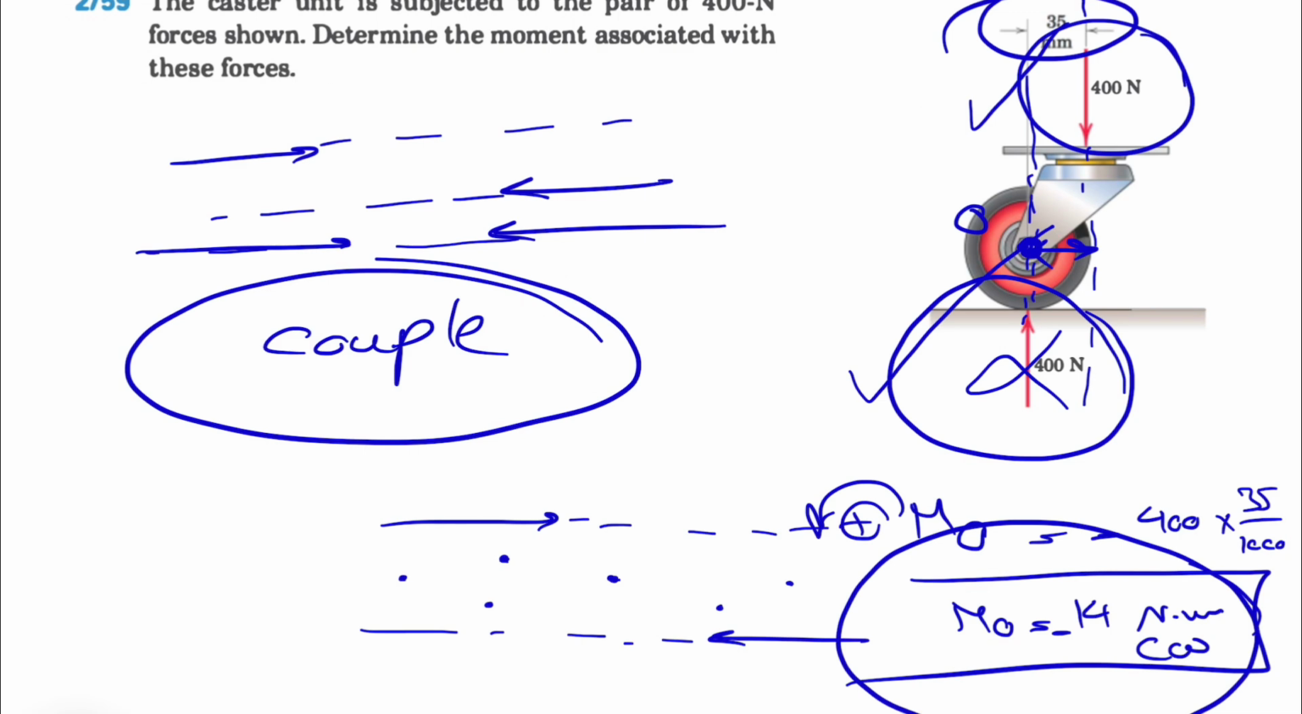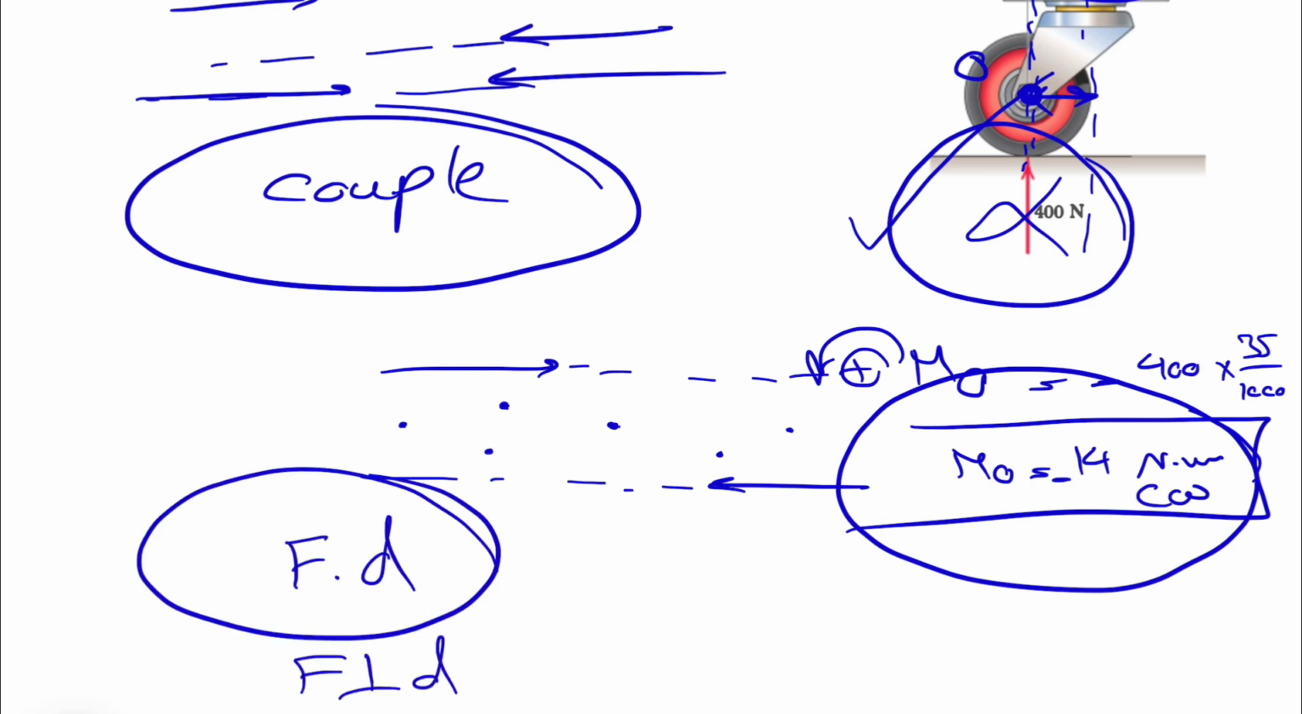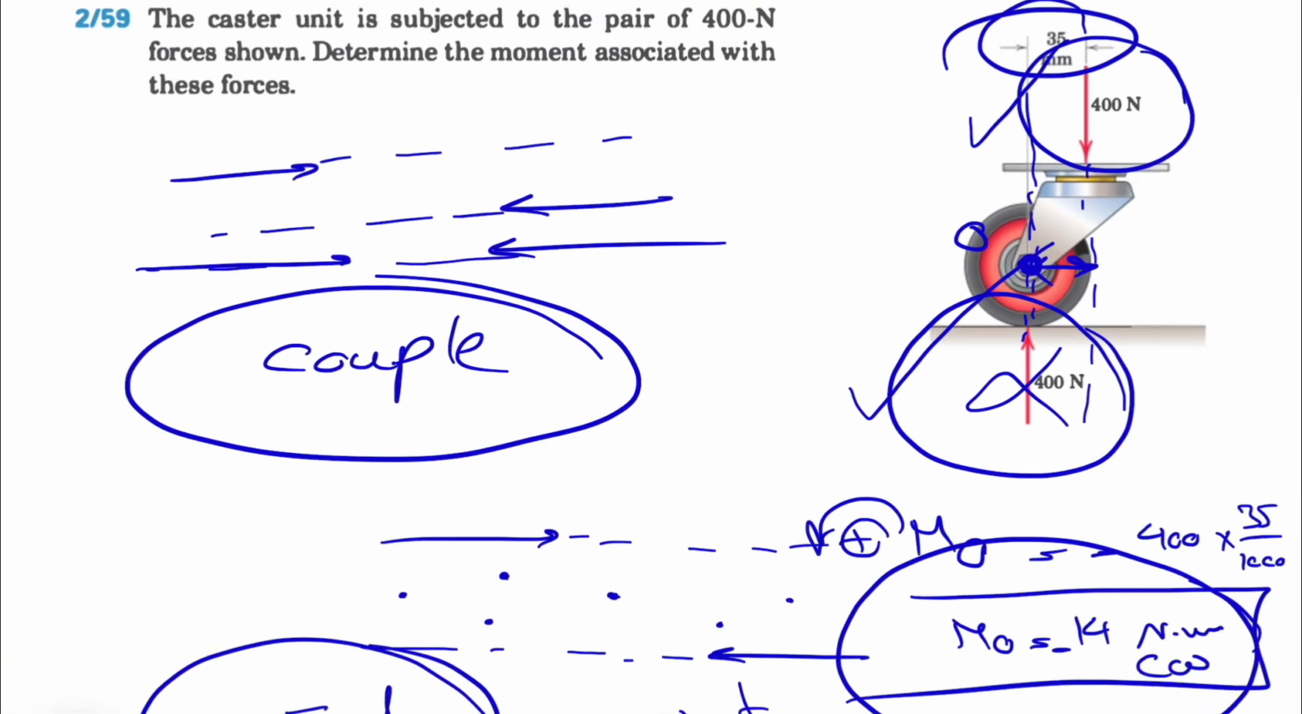So again, the big message of this question is the definition of the couple, and what we care about in the couple is the multiplication of F and d, as long as F and d are perpendicular to each other. So F times d will be a constant value. And that's pretty much for this one. Hope you guys find it helpful. Again, the moment that is produced by two forces that are equal, opposite, and non-collinear, is called a couple.